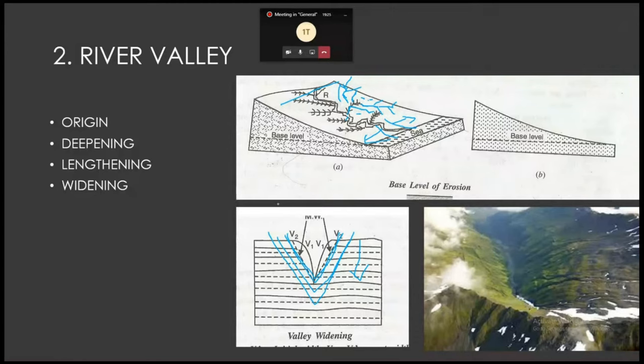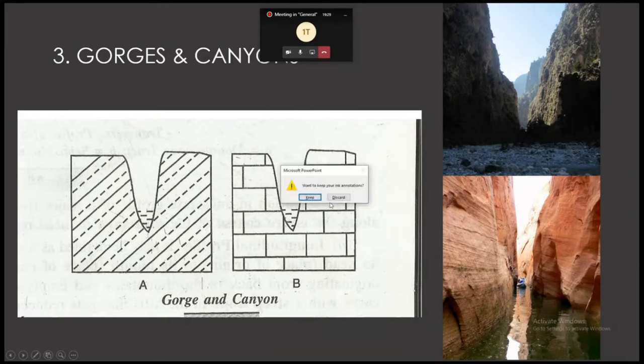So what I think, I'll show you an actual image.